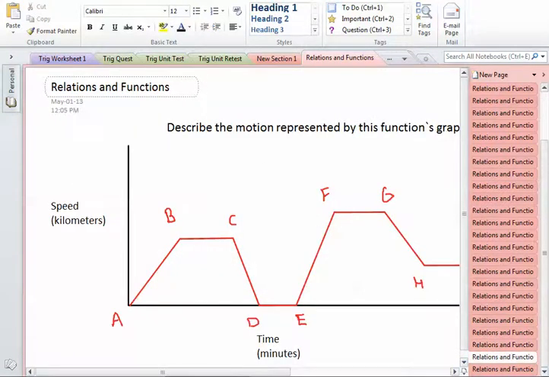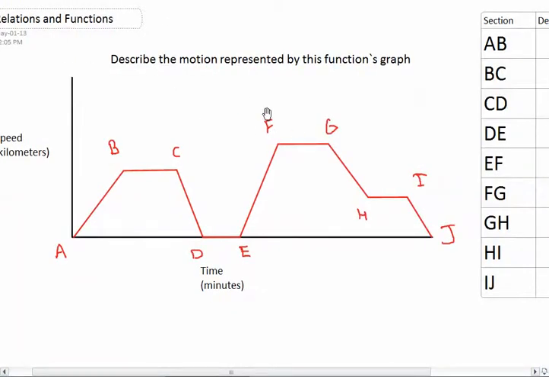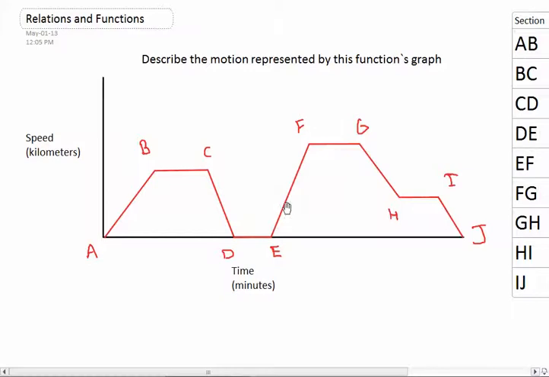Okay. So what I want to do here is we're going to describe the motion represented by this function's graph. So again, this time it's speed, and is this our dependent or independent variable? Dependent. Okay, and time, dependent or independent? Independent. Okay, so from A to B, if this is vertical speed, horizontal time, what's happening from point A to point B? Speed is increasing, right?